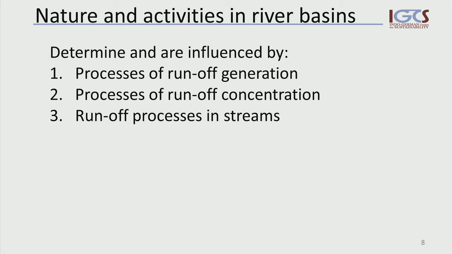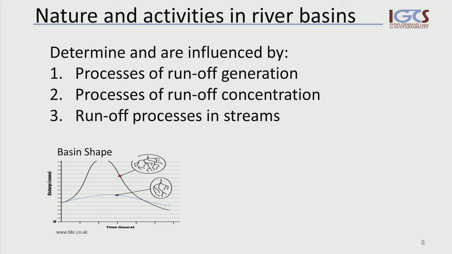Now, the nature and the activities in river basins determine and are also influenced by a loop process. The process of runoff generation from rainfall, how much runoff is generated, influences and also determines the process of runoff concentration, and it determines how this runoff is being channeled to streams and how streams after all work and function.